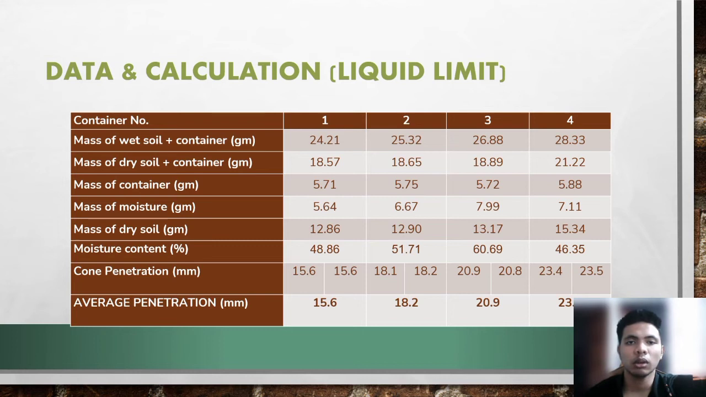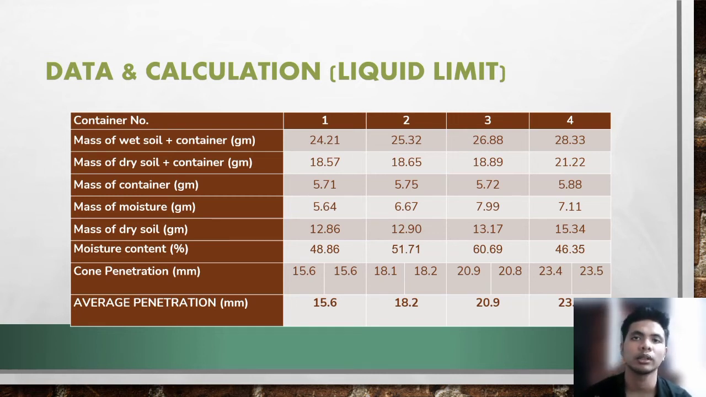For cone penetration in millimeters, the readings are 15.6 and 15, the second one is 18.1 and 18.2, the third is 20.9 and 20.8, and the fourth is 23.5 and 23.4. For average penetration in millimeters, the first one is 15.6, the second one is 18.2, the third is 20.9, and the fourth is 23.5.